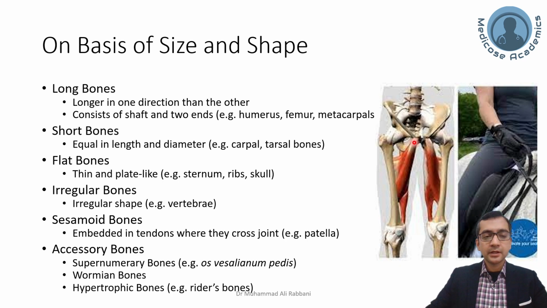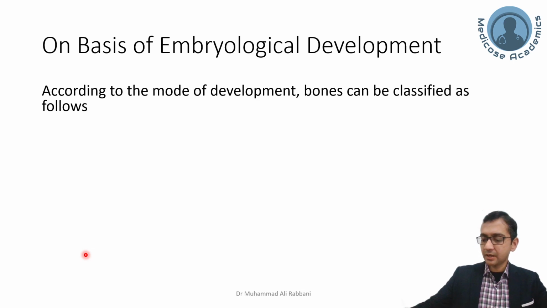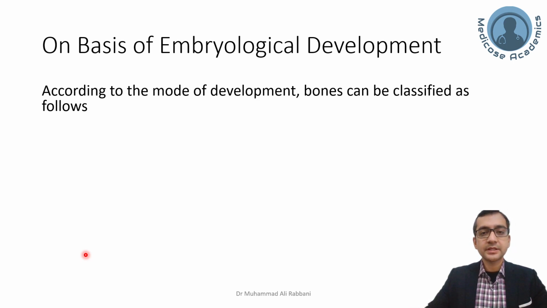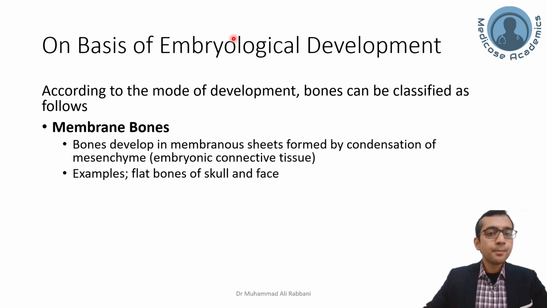So these are the bones on the basis of their shape and size, and of course this classification does deviate a little, talking about their location and being accessory in nature. So this is about the classification. Moving on, the next one is how the bones are developed embryologically. There are two basic categories, and a third one is intermediate between them.